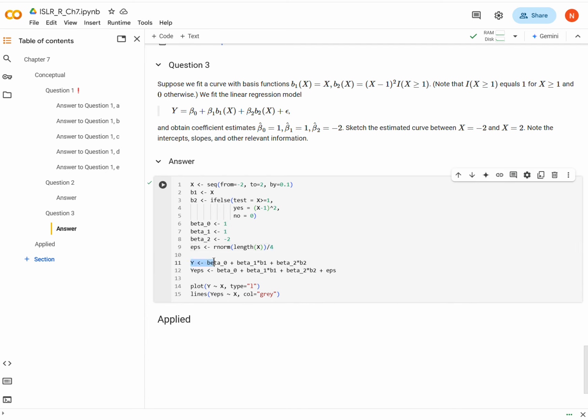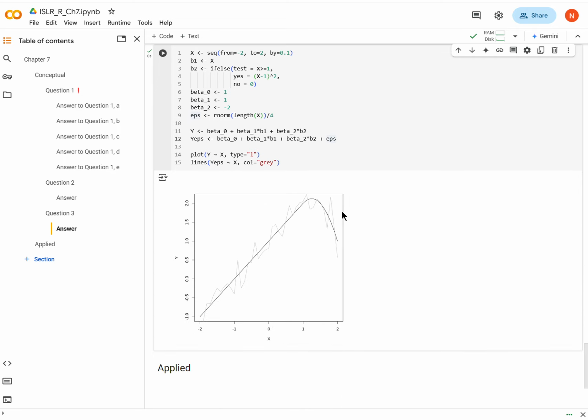Okay, and then I have my y, which is just beta naught plus beta 1 times basis function 1, plus beta 2 times basis function 2. And then I have another y where I'm adding the epsilon here. Okay, so we can see the noise and no noise. So then we'll just plot both of these over top of one another, and that's what we get, right?